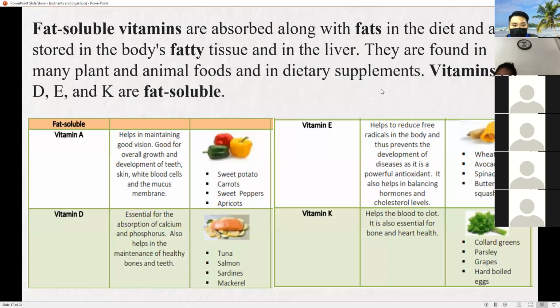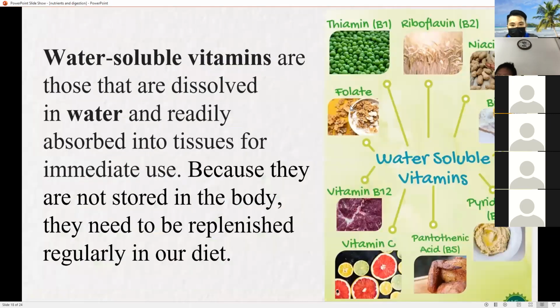Okay. The next type of vitamin is the water-soluble vitamins. These are those that are dissolved in water easily and readily absorbed into tissues for immediate use because they are not stored in the body. They need to be replenished regularly in our diet. So we have to eat this every day.